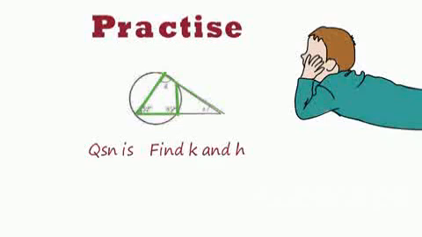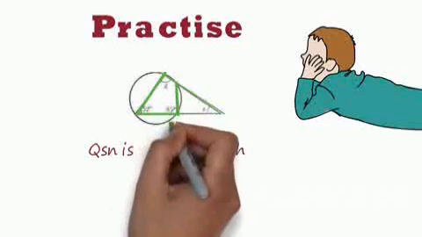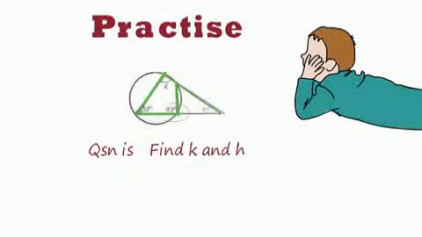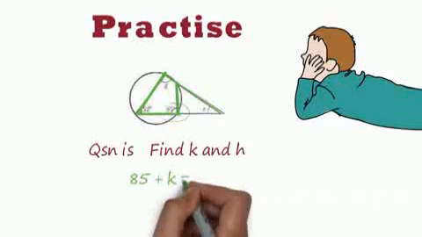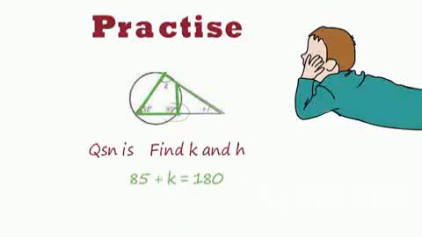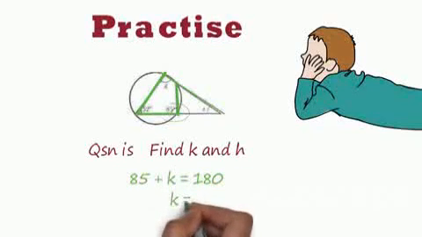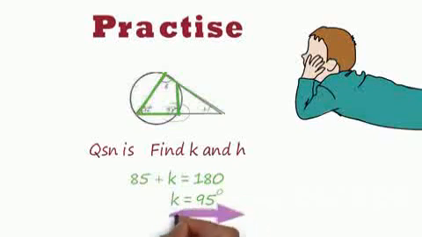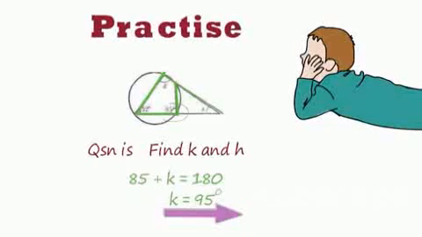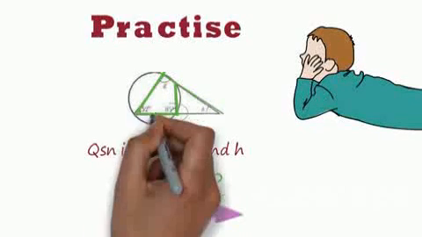So the question is, find K and H. There we have 85 and there we have 52. So if we have 85 over there, for us to find K, 85 plus K should give us 180 because they are diagonals on a cyclic quad. So K is equal to 95.